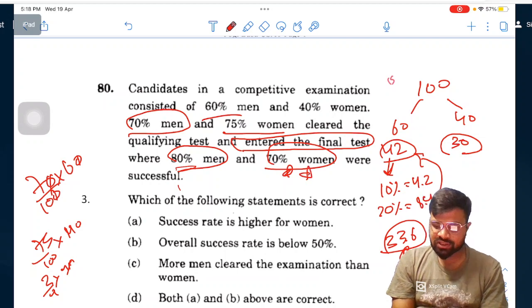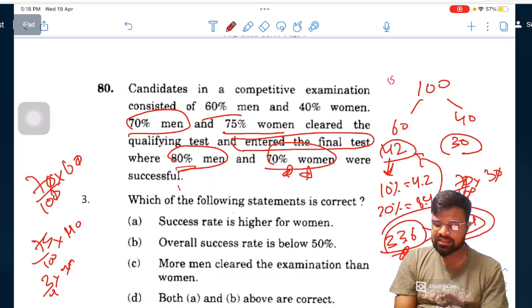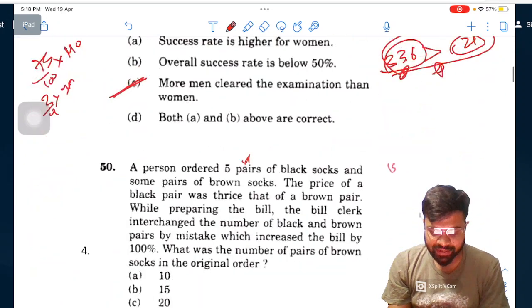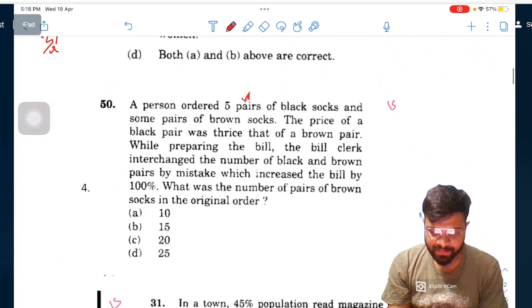Now 70% of this number: 70 by 100 into 30, it is quite easy, 7 threes are 21. So obviously men, 33.6, is greater than 21. So more men cleared the examination than women. This is how we use assumption. This is how we do calculations in percentages. It is quite easy if you are good at this.